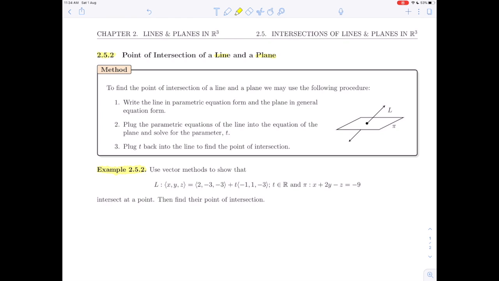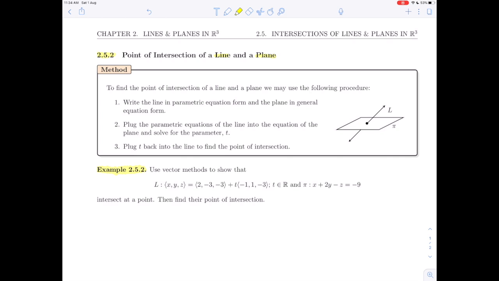So there's a method outlined here for how to find the point of intersection of a line and a plane. Rather than go through the method, I'll do what I did in the last video, which is to do the example and show you step by step when I'm applying the method. So let's read the example 2.5.2 first.